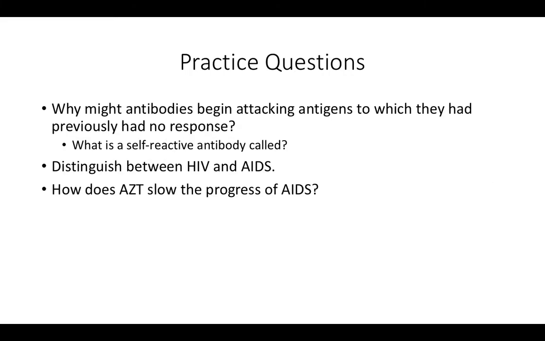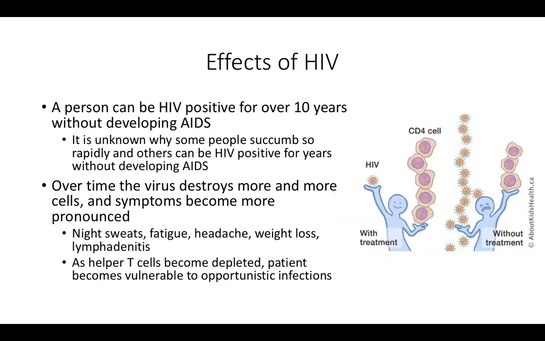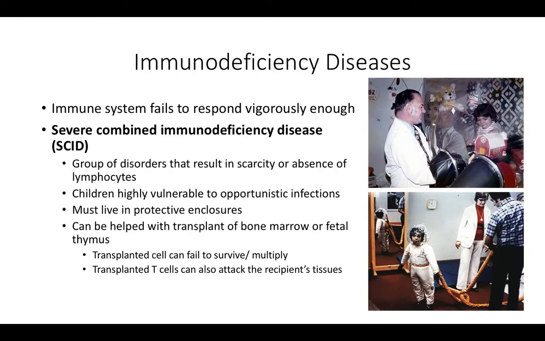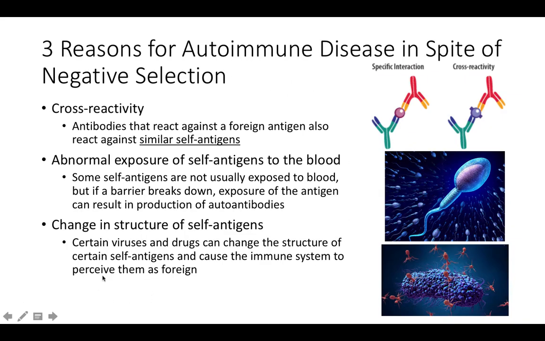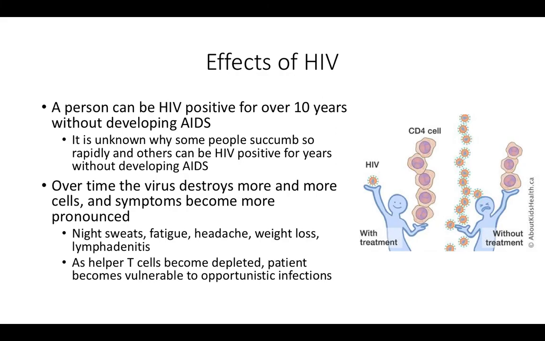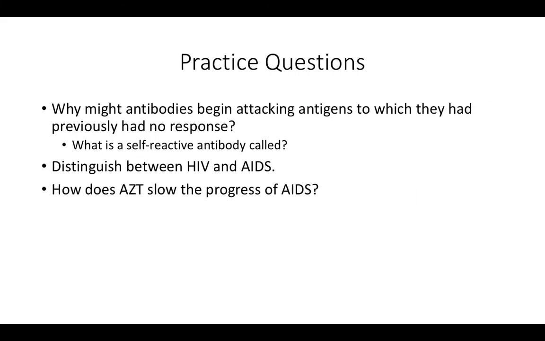Why might antibodies begin attacking antigens to which they previously had no response? If we go back here, you can talk about a change in structure of self-antigens. Certain viruses and drugs can change the structure of an antigen and cause the immune system to perceive it as foreign. So that's one reason.